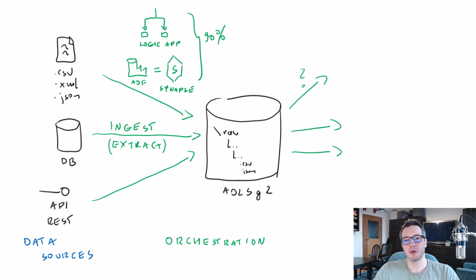Then we talked quite a lot again about CI/CD for Data Factory. So basically how to make sure that we can quite easily deploy our changes to various environments in a repeatable, automated way that reduces human mistakes.